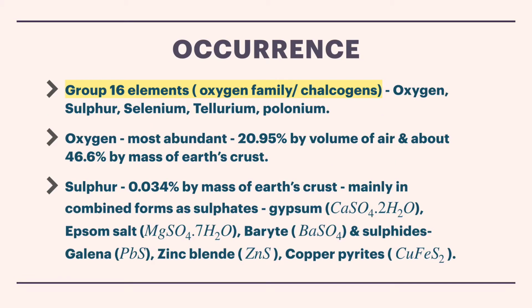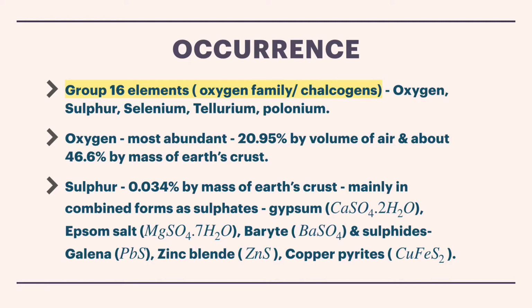So first we'll see the occurrence of group 16, 17 and 18. To begin with, we'll start with group 16 elements. Group 16 elements, the first element over here is oxygen. So therefore it is called the oxygen family or chalcogens. Okay, so the members of this family are oxygen, sulfur, selenium, tellurium and polonium. So hopefully you'll understand that. What is that? Oxygen, sulfur, selenium, tellurium and polonium.